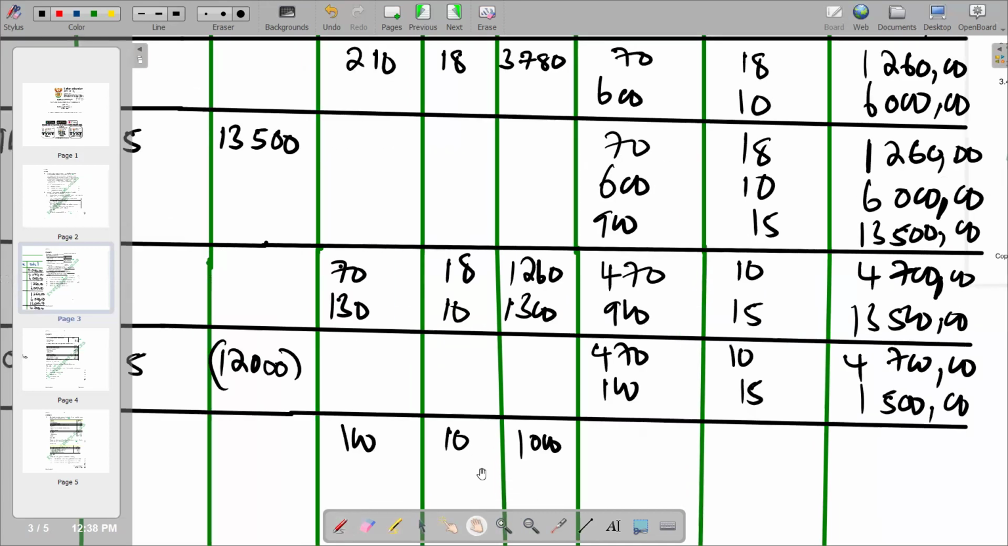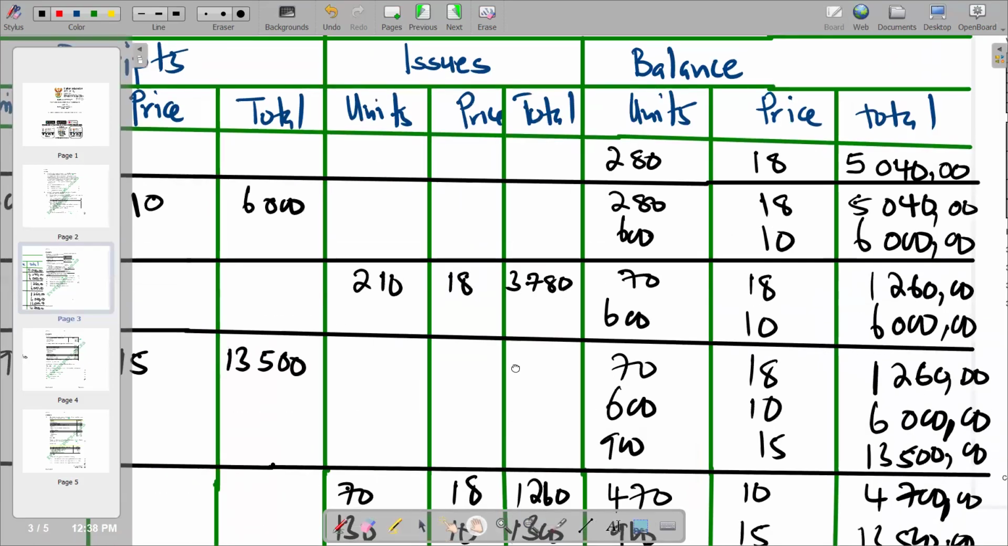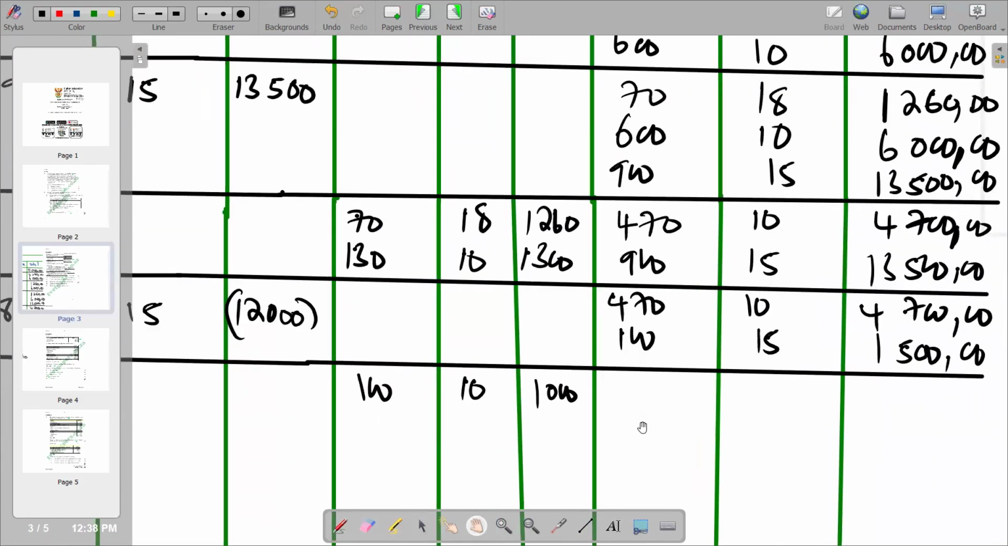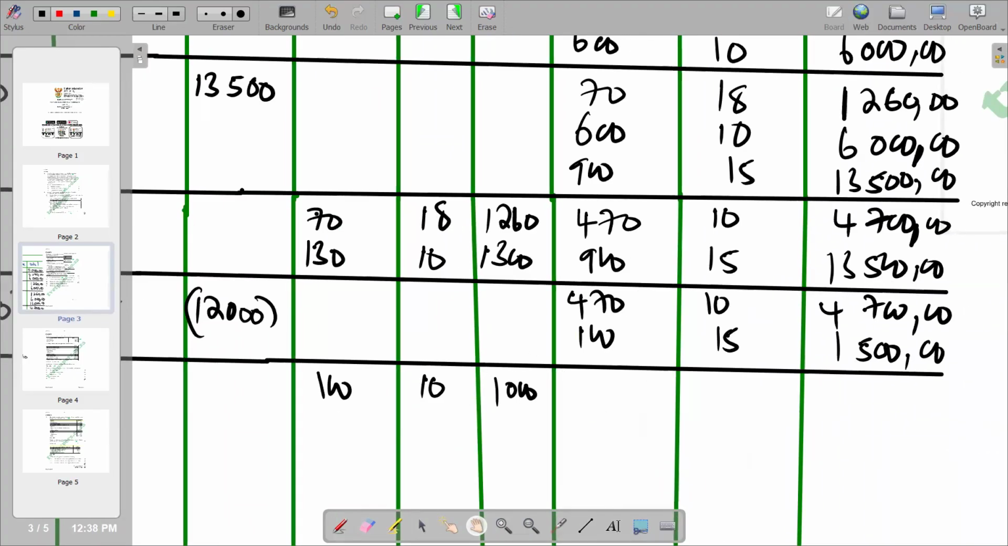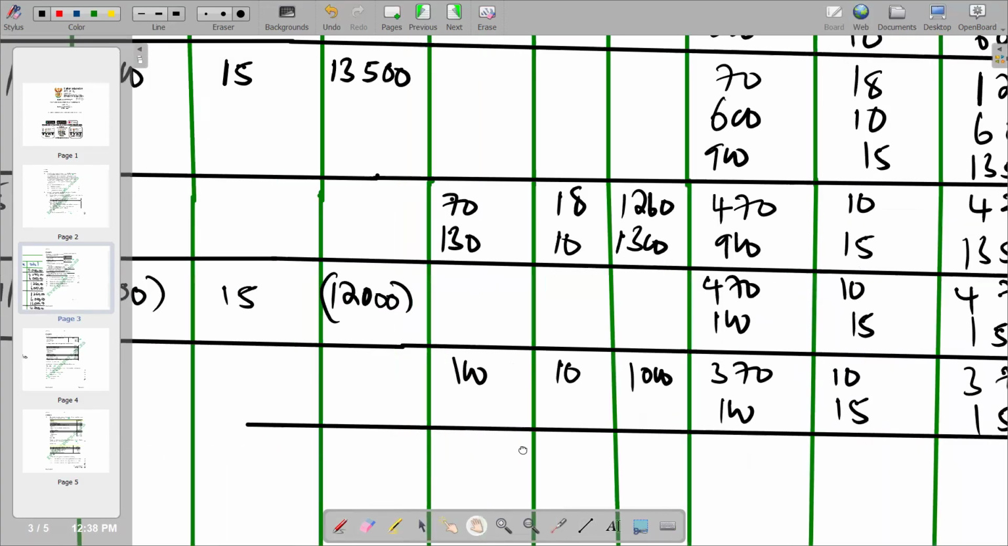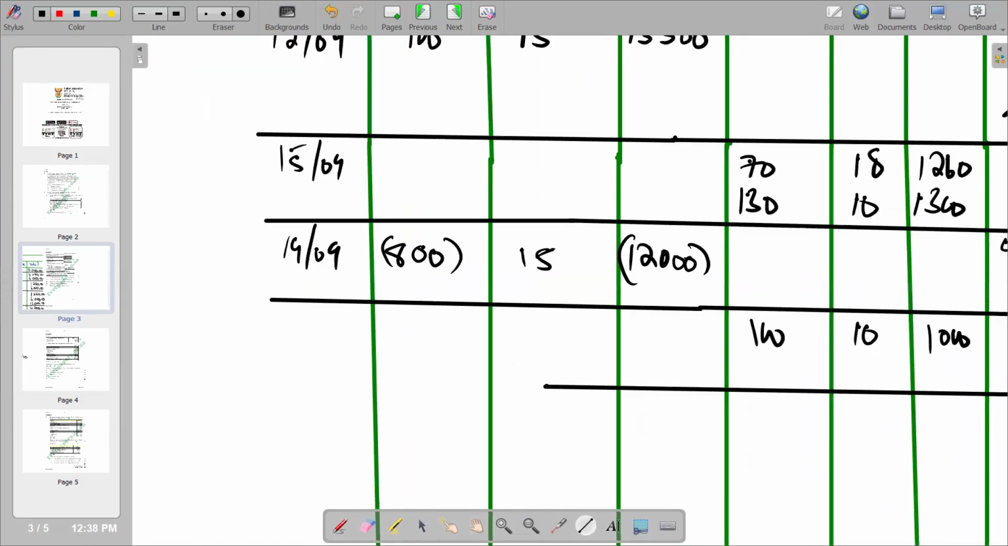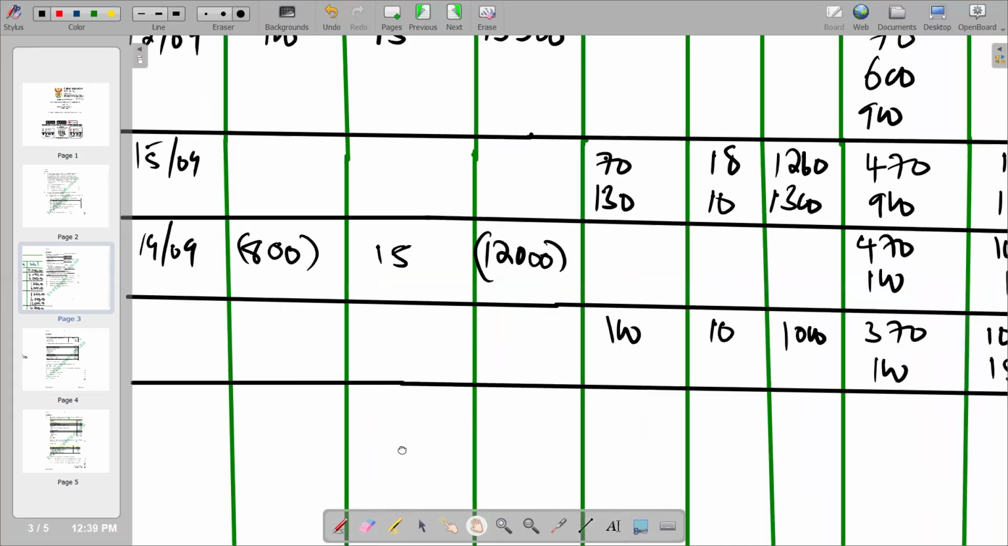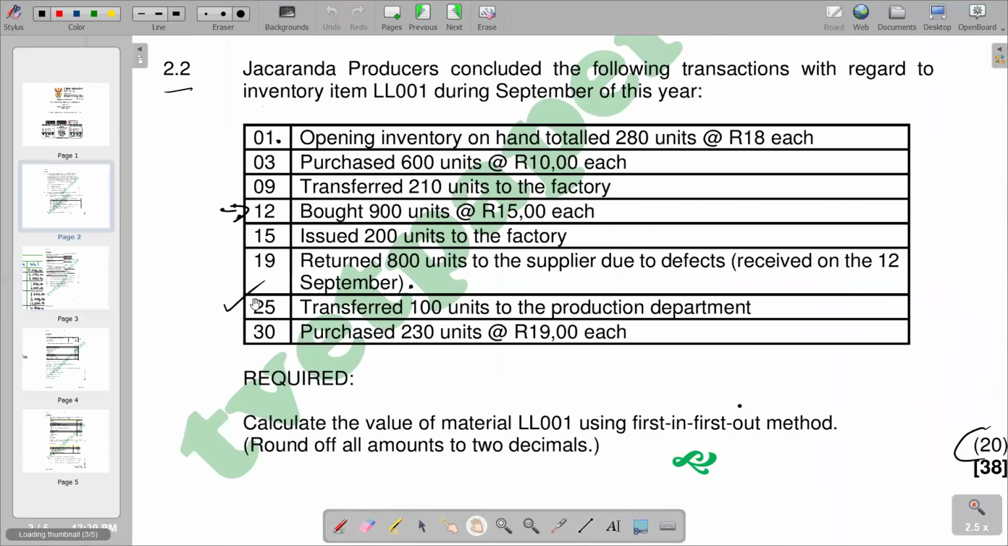So we can just check in terms of our issues. Remember, this is our issues. Yes. And then we go to the balance section. We have taken 100 from 470. So 470 minus 100 will remain with 370 at 10 to give us 3,700. And the 100 still remains there, 100 at 15, giving us 1,500. So with that, we can close. So the date was 25.